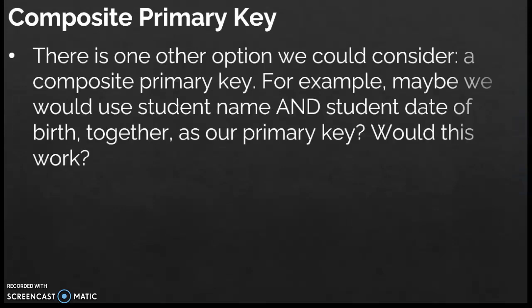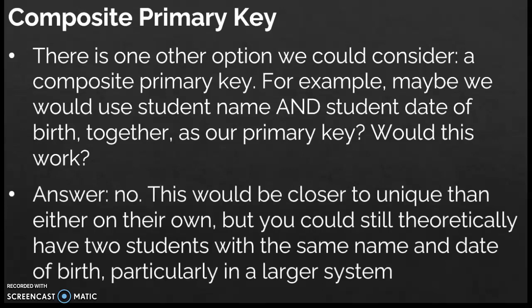So, composite primary key, I'm not going to spend too long on this, but there is one other option you could consider, but it's not easy, and that's why I'm just going to run through it and read it. It's a composite primary key, where you're doing more than one thing. For example, you would use student name and student date of birth together. So here it's given this idea of maybe using two columns to make up the primary key. But would this work? Well, the answer is no.